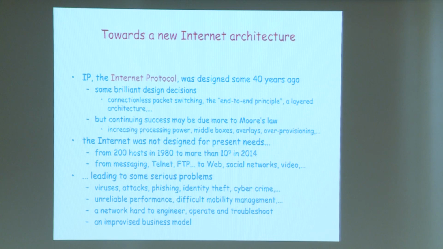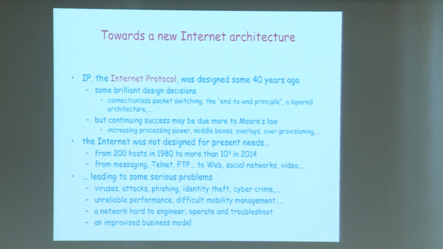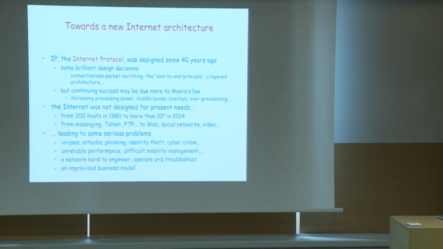The network is hard to engineer. It's been built up. There have been lots of things added, and things added to compensate for errors which have been introduced. It's become very complex. And lastly, the business model of the internet I call improvised. It means it's not very satisfactory.